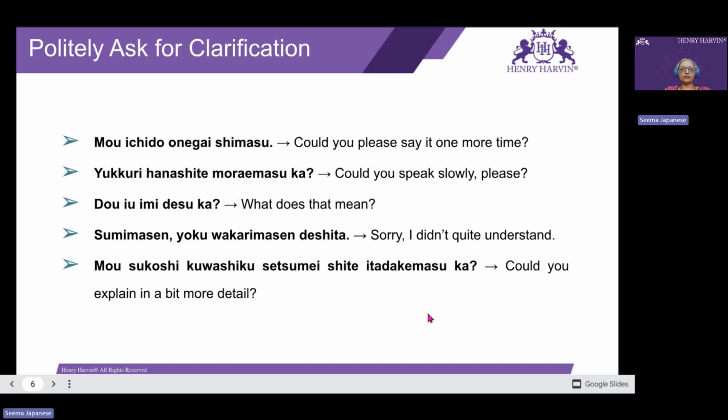I'll repeat these phrases again. Mo ichido onegai shimasu. Could you please say it one more time? Yukkuri hanashite moraemasu ka? Could you speak slowly, please? Do iu imi desu ka? What does that mean? Sumimasen, yoku wakarimasen deshita. Sorry, I didn't quite understand. Mo sukoshi kuwashiku setsumei shite itadakemasu ka? Could you please explain in a bit more detail?